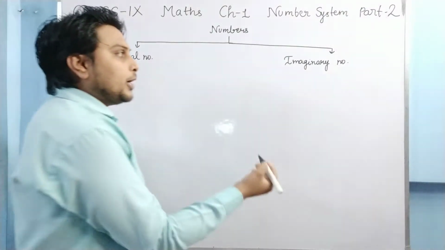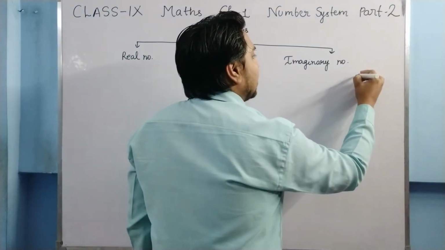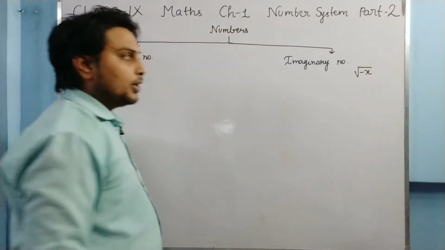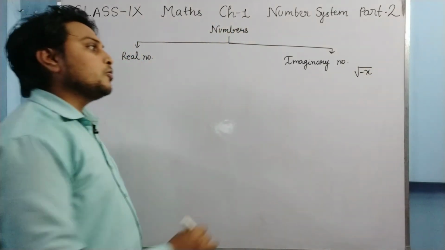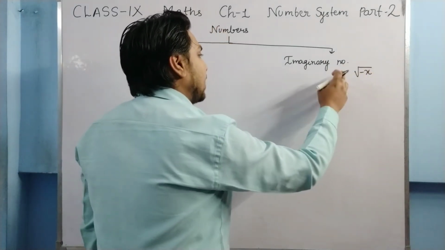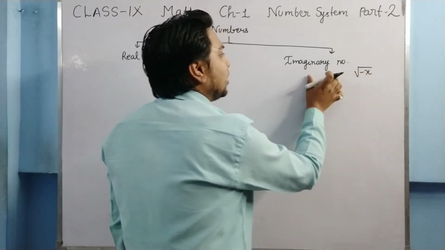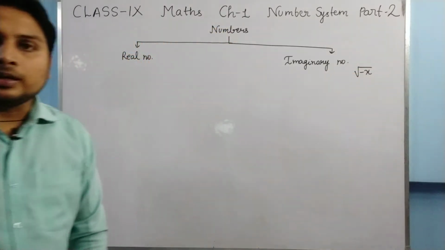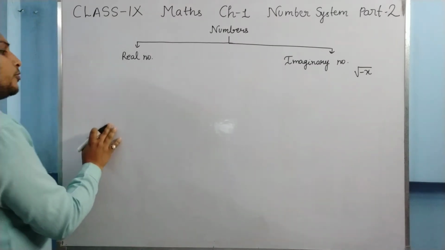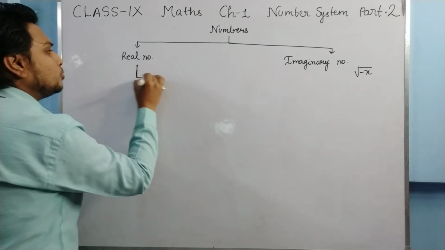If you want to know what kind of number is in imaginary numbers, just remember that numbers which are square roots of negatives are known as imaginary numbers. You will study imaginary numbers in detail from class 11th. Now, what are real numbers? Real numbers, as I have told you, are further divided into two parts.